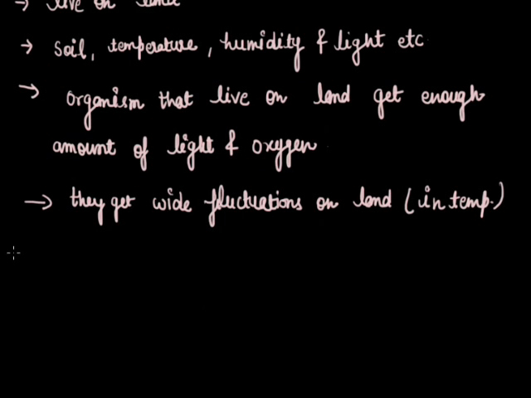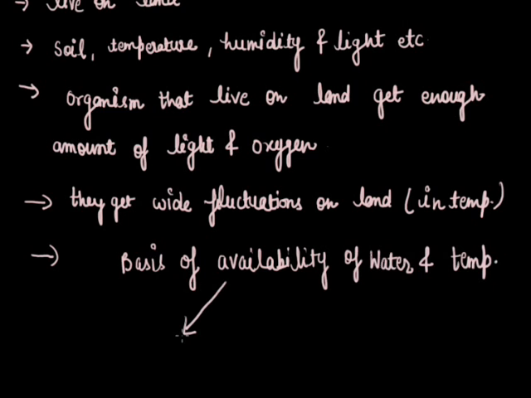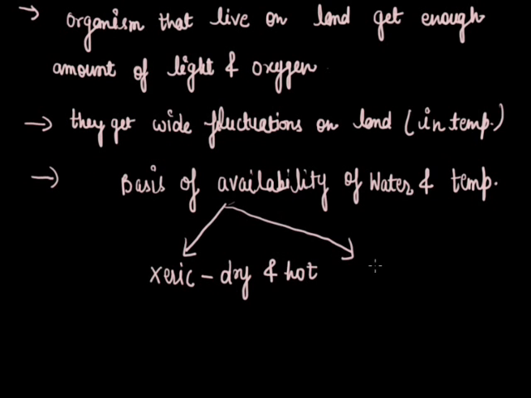The availability of water is also not uniform on land. On the basis of availability of water and temperature, two regions are categorized on land: xeric, dry and hot, and cool, mountains and plains.